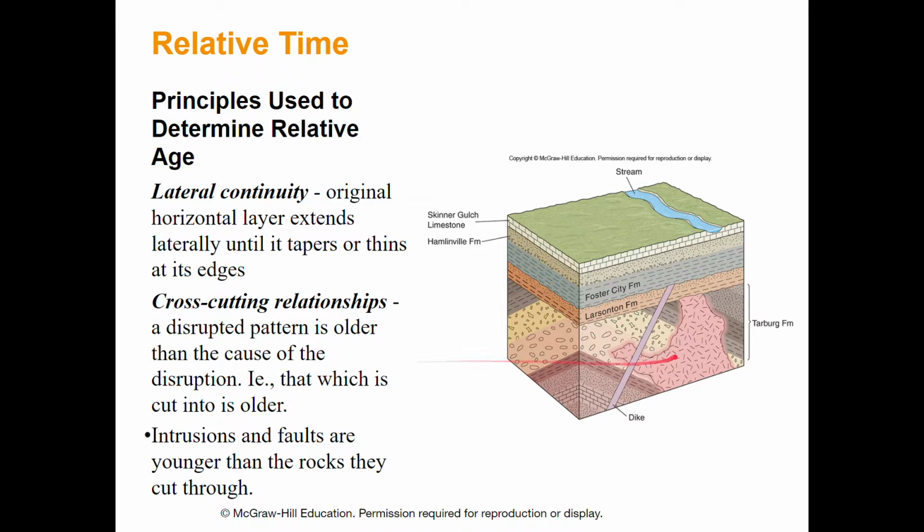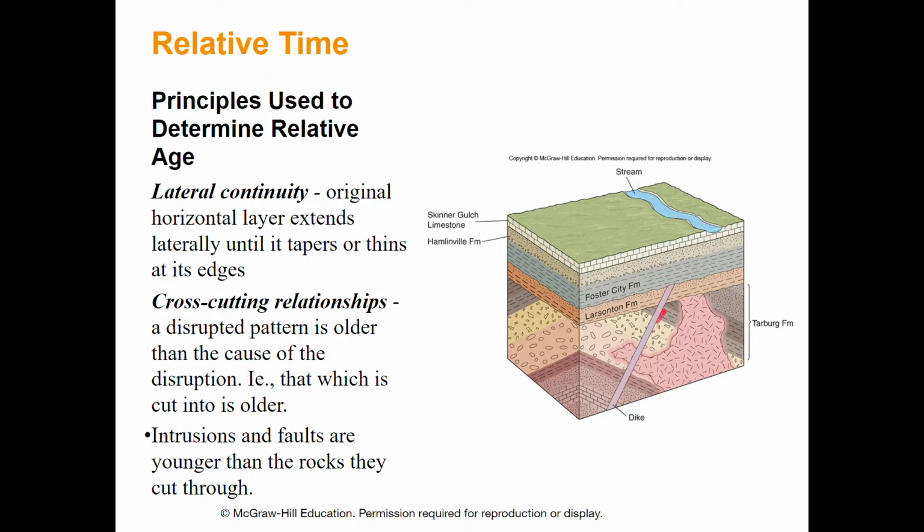So let's try to figure out, of these rocks, is the dike older than them or younger than them? Well, this says that which is cut into is older. So the other stuff was here first, before the dike. The dike is younger. But what about this stuff on the top? Well, the dike didn't cut through those, so these things must be younger. They happened after the fact.